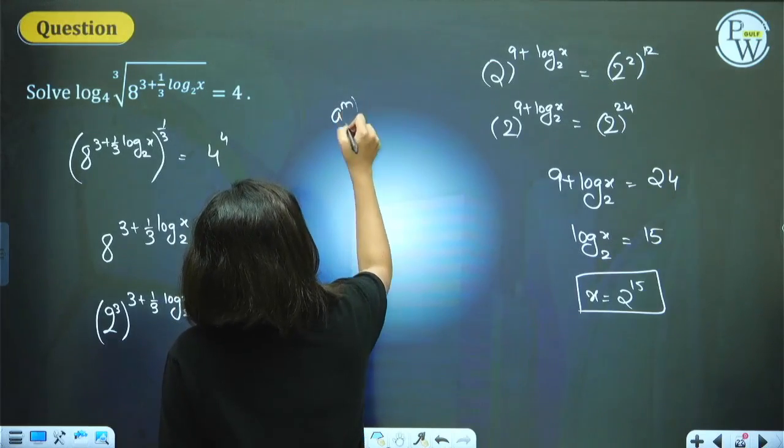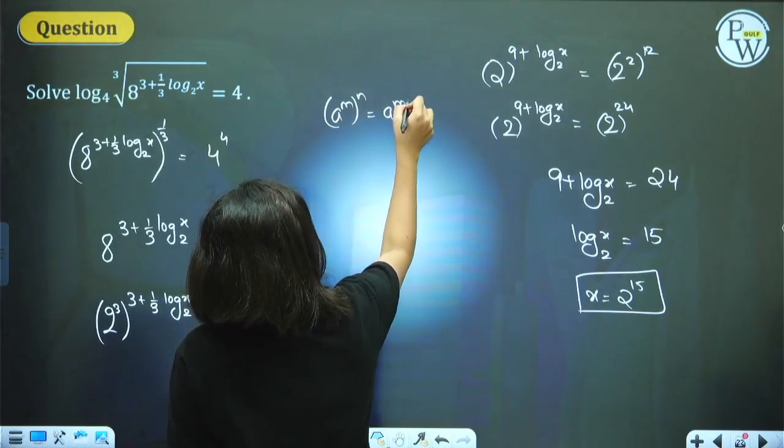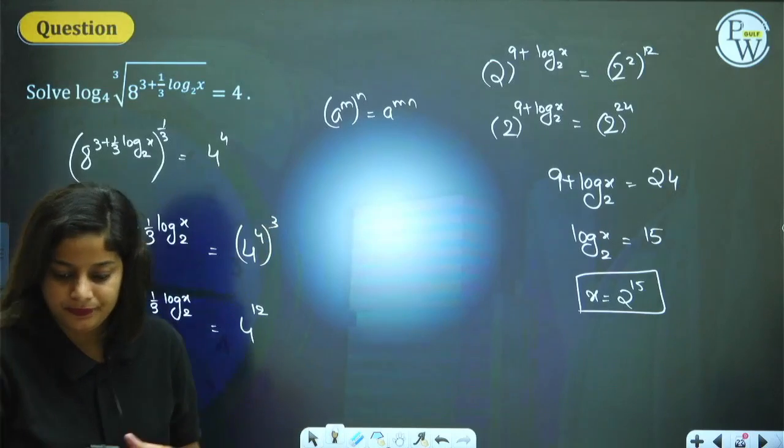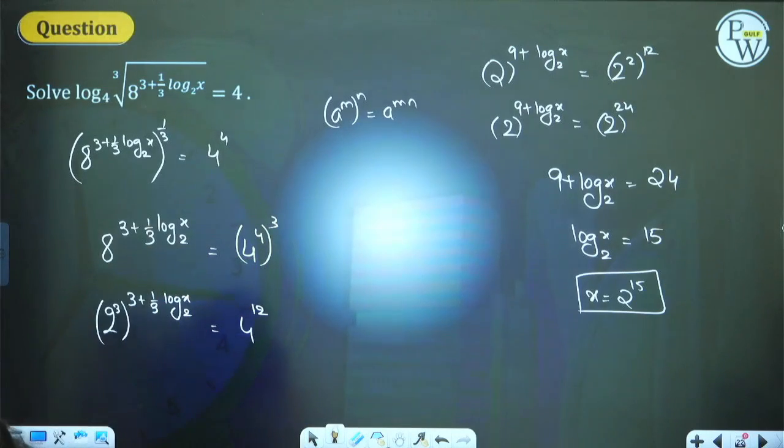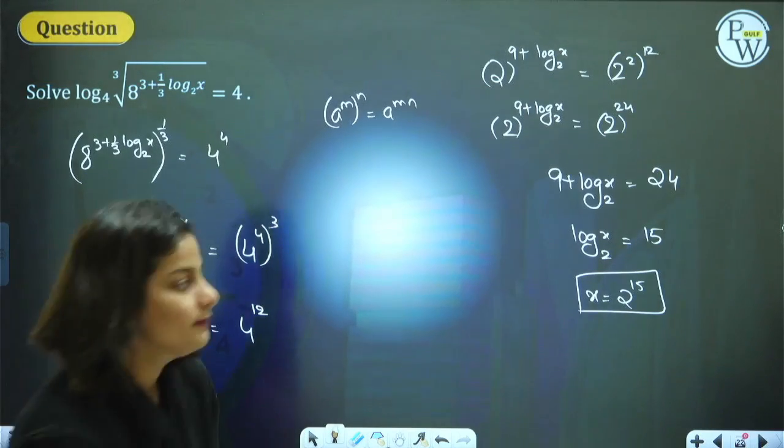I used one of the properties, a raised to m. This is the law of indices, simple. Getting it? Lovely. Next.